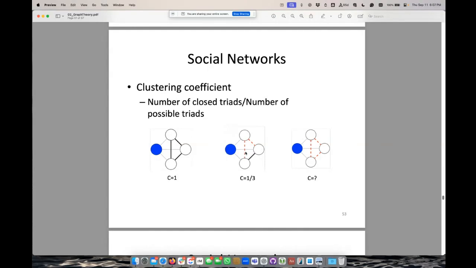So imagine that the red links are the ones that have been deleted from the earlier case. In that case, you can see that only two friends know each other, but the third friend does not know about the other two friends, right? Or they are not connected with these two individuals. In this case, any information that is passed to the blue node from these two friends may not be shared with this third friend directly. So that information has to go through the blue node.